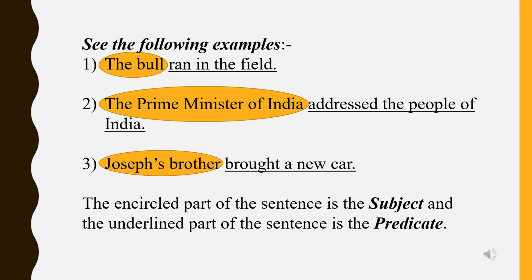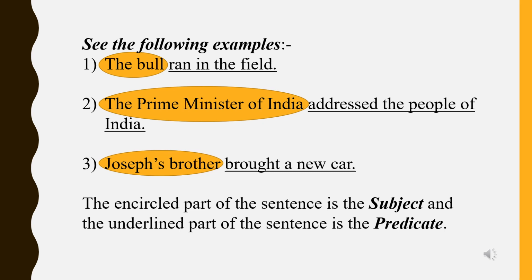In the second sentence, the Prime Minister of India is the subject. Now one would question, why the Prime Minister of India? Why not only the Prime Minister? That is because our subject in the sentence would be incomplete without telling that we are talking of the Prime Minister of India, and address the people of India would be the predicate.